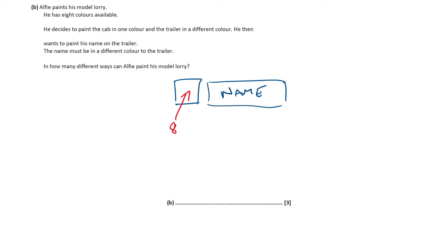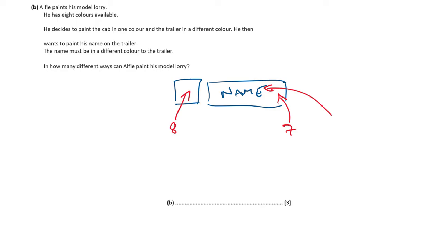So then how many choices has he got for the trailer? Well, the trailer, he's got all the colors he didn't use for the cab. So let's assume he picked color 1, then he's got color 2, 3, 4, 5, 6, 7, 8 left to choose from. So he's got 7 altogether. Whichever one he picked for the cab, he's got 7 other ones to pick for the trailer.